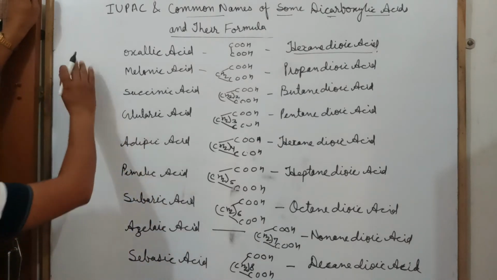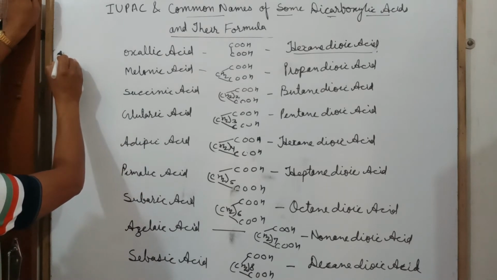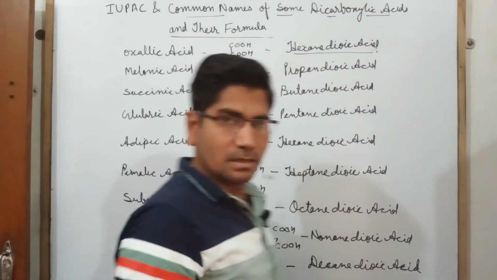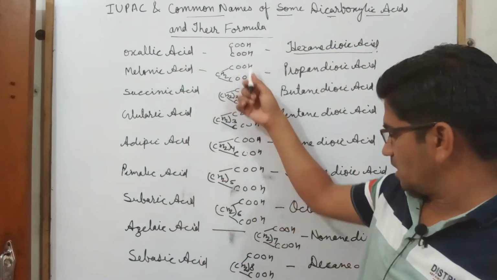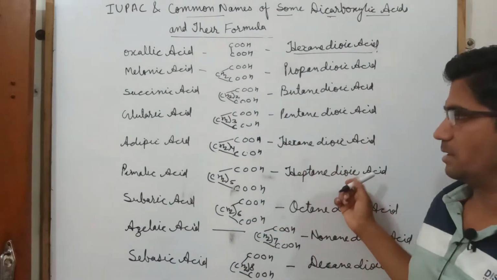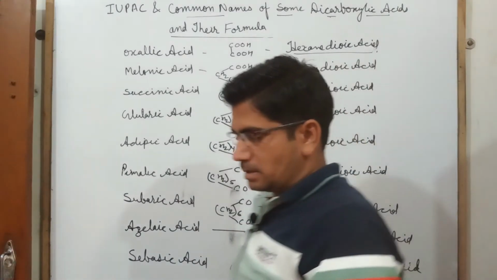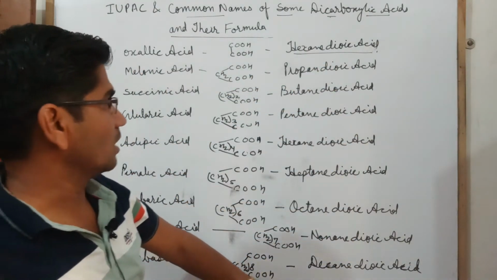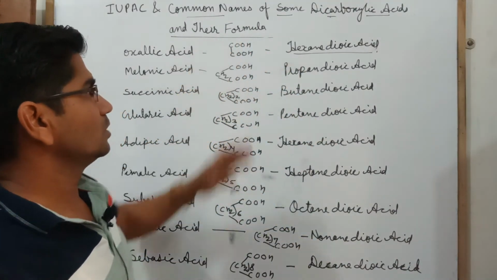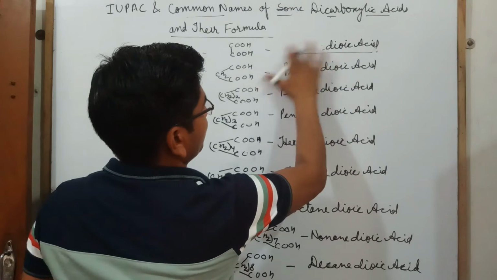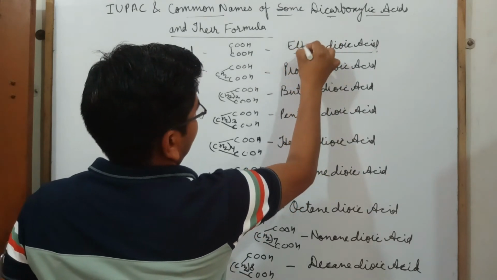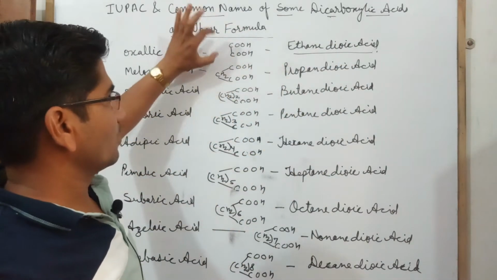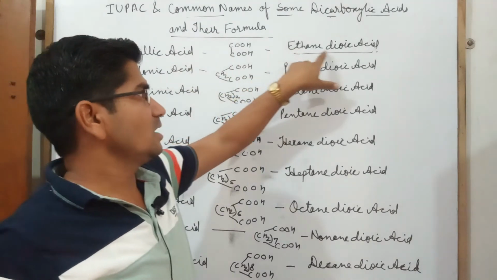Now, if I number these, I'm writing 1, 2, 3, 4, 5, 6, 7, 8, 9. Total 9 common names, their chemical formulas and their IUPAC names are here. So we have to learn these. There is no problem in learning the IUPAC names. If the number of carbons is 2, then, sorry, it is not hexane, it is ethane dioic acid.